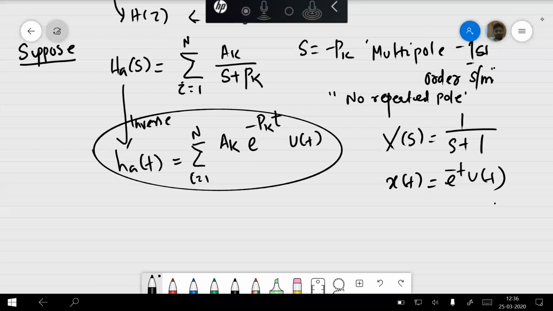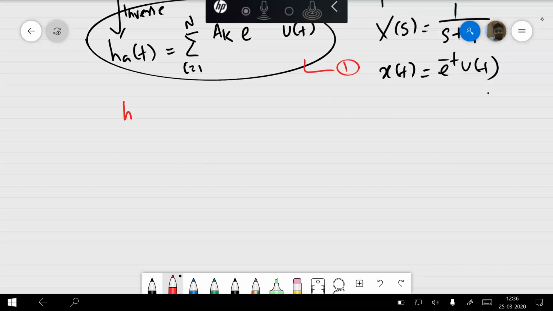Now if this is the case, the next step is always discretization of this sequence. So let this be equation number 1. Second part, how am I going to discretize this? If I sample t equal to nT interval, like we did in the last approximate derivative method, I am going to get h of n, which is equal to ha of nT, right?